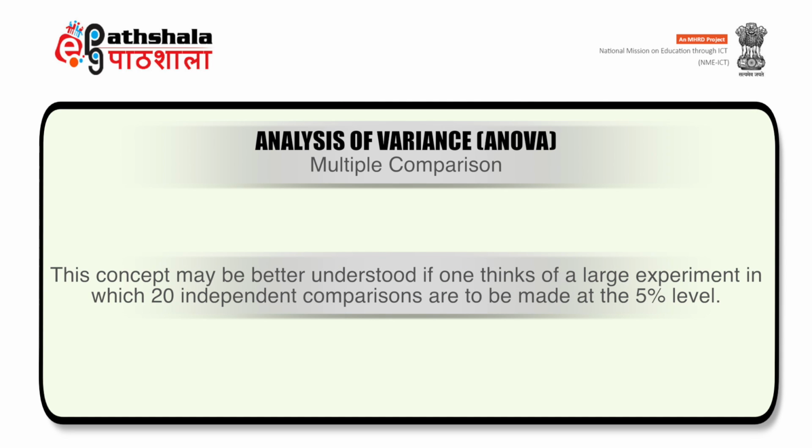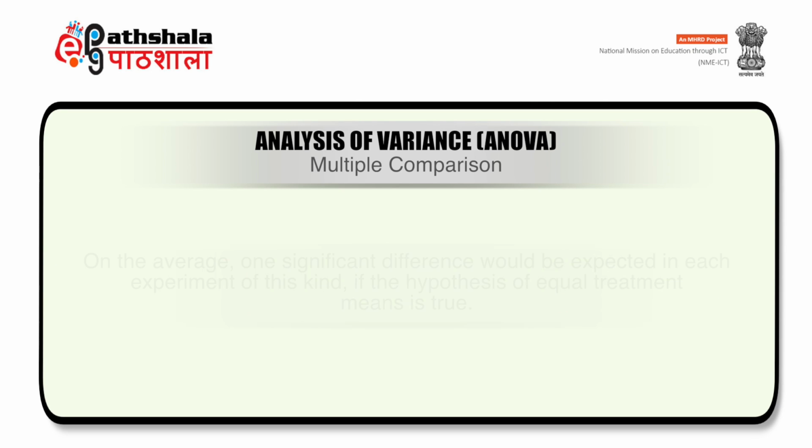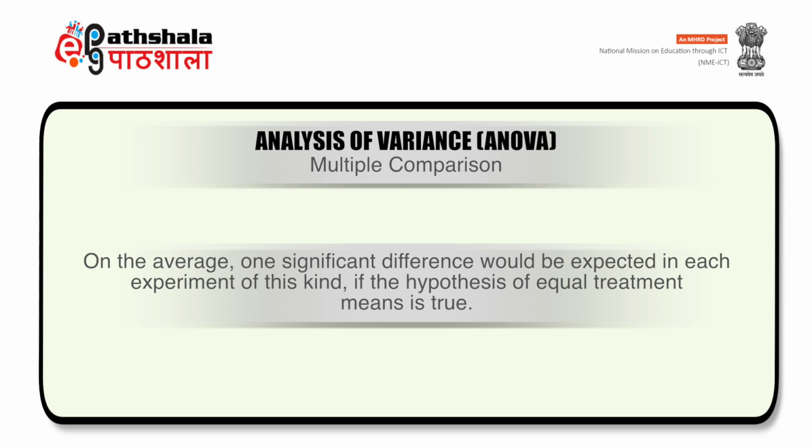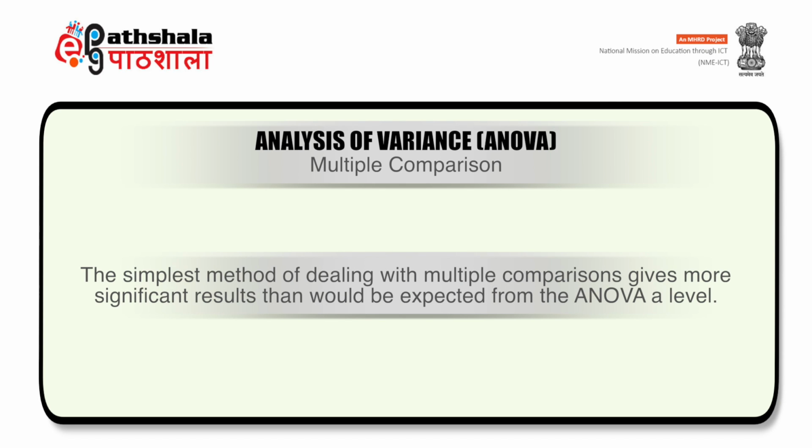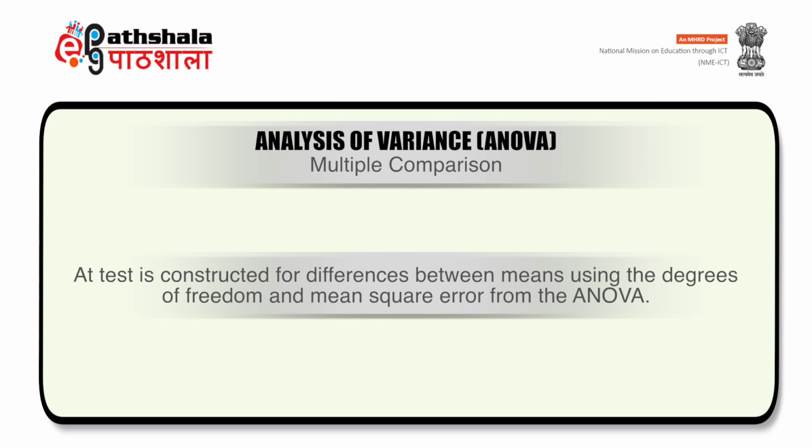The concept may be better understood if one thinks of a large experiment in which 20 independent comparisons are to be made at the 5% level. On the average, one significant difference would be expected in each experiment of this kind if the hypothesis of equal treatment means is true. The problem of multiple comparison is complex and many solutions have been proposed. The simplest method of dealing with multiple comparison gives more significant results than would be expected from the ANOVA level. A test is constructed for the differences between means using the degrees of freedom and mean square error from the ANOVA.